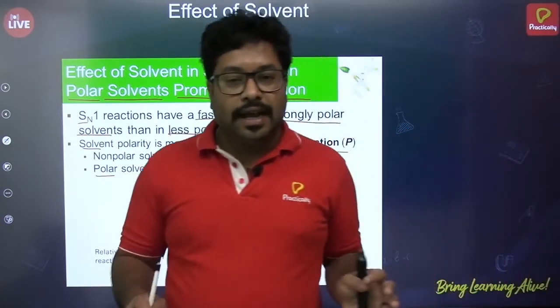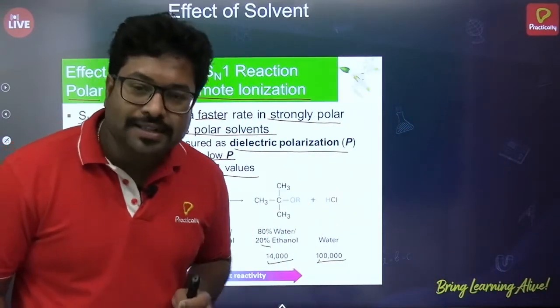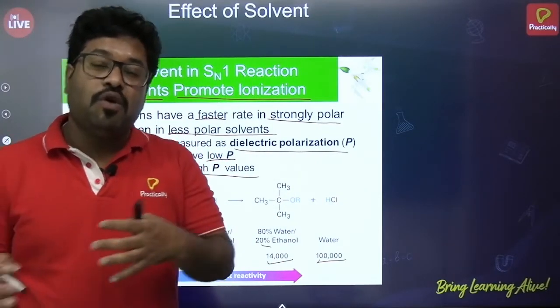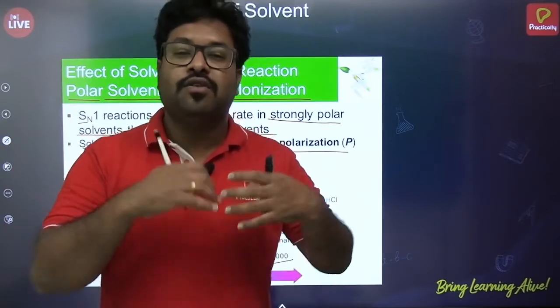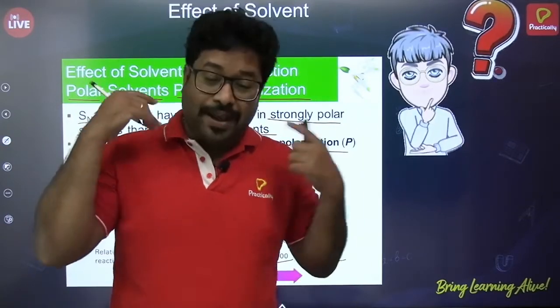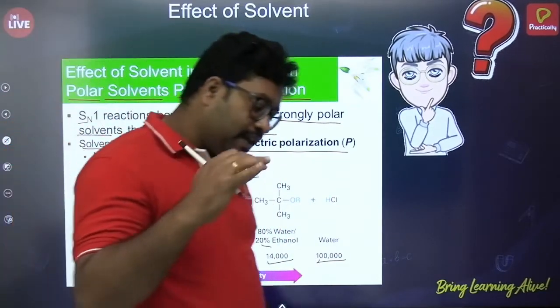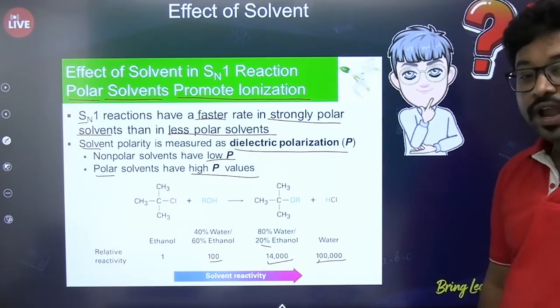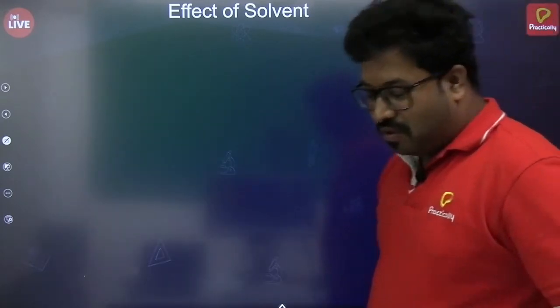Basically, the SN1 reaction would be enhanced or accelerated by using a polar solvent. The more polar the solvent, the faster the SN1 reaction. The main question arises here: why is it like that? I am here to tell you why.